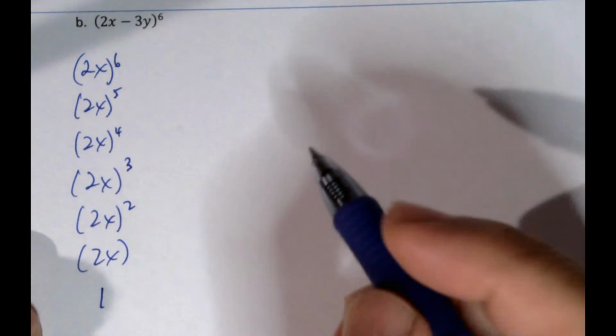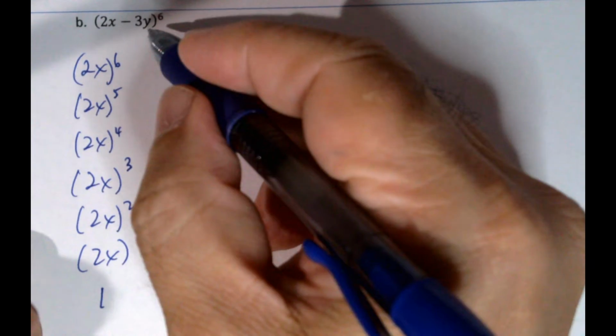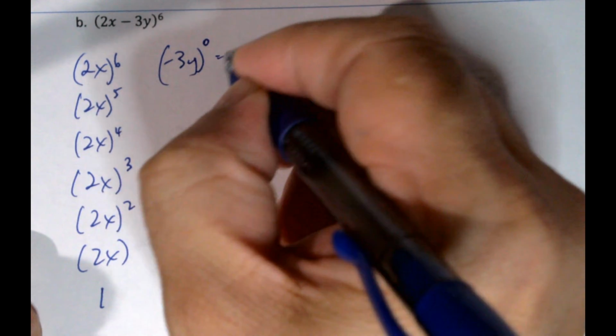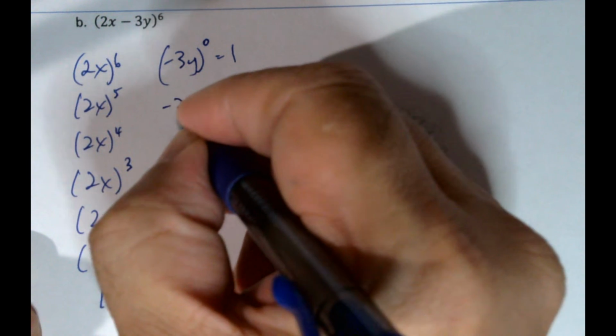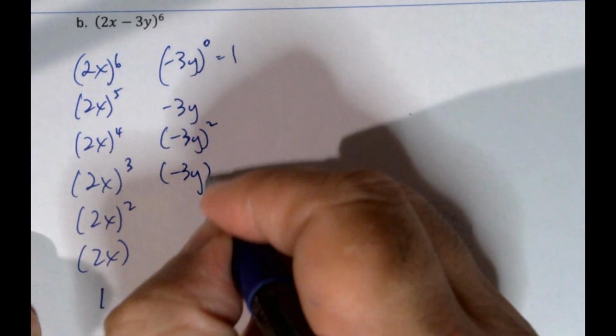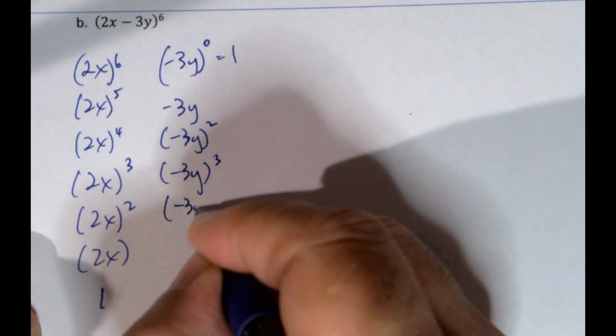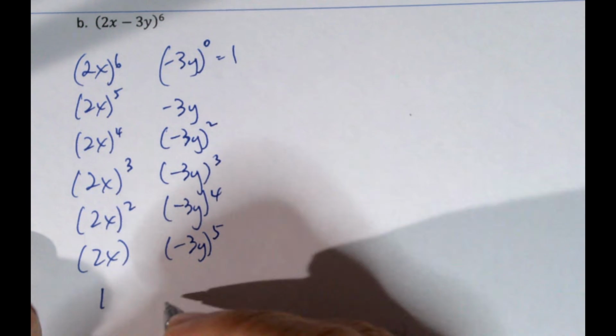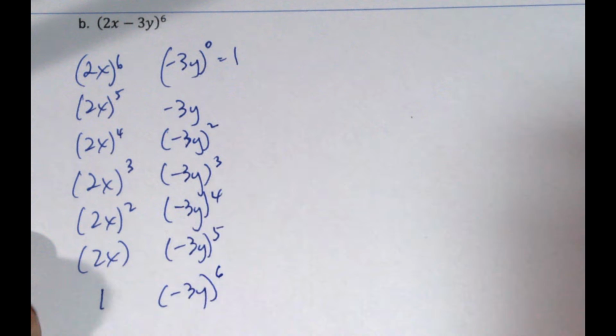Now do it backwards. Right? We're going to do the 3, actually this is the backwards one. Minus 3y to the 0 power is 1, and then minus 3y to the 1st, then minus 3y to the 2nd, minus 3y to the 3rd, minus 3y to the 4th, minus 3y to the 5th, and minus 3y to the 6th. Okay, so make sure you see this.